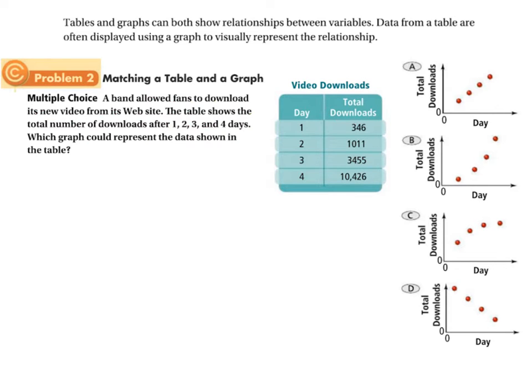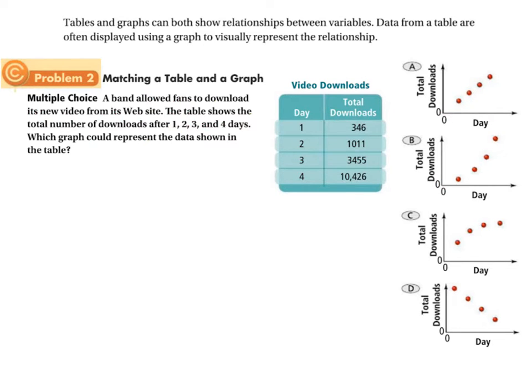After the first day, they went from obviously 0 when they first uploaded it to 346. They gained 346 in that day. Then from here to here, they went up by another 600 something, almost 700. Then they went up by almost 2,400 something. And then they went up by, wow, almost 7,000. Okay, so you can see as the days go by, 1 day, 2 days, 3 days, 4 days, etc., the amount that it's growing is not a steady increase, but it's going whoosh, like that.